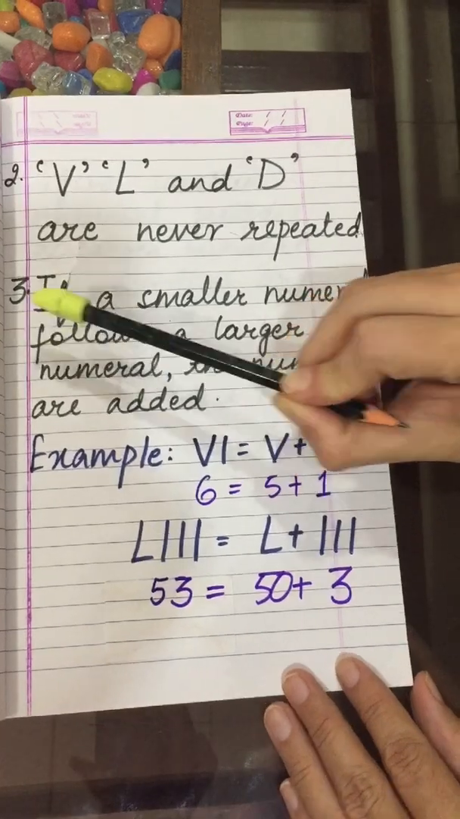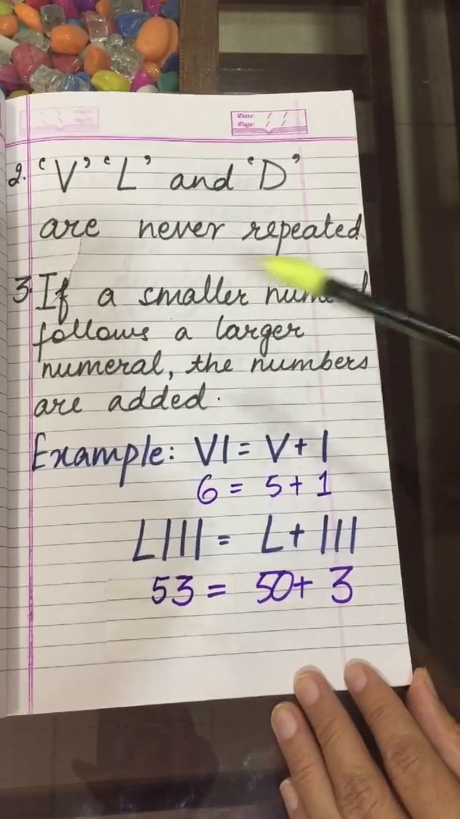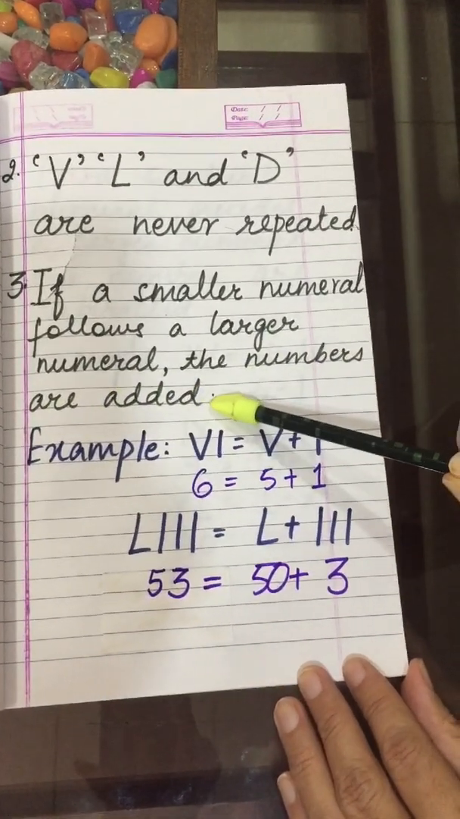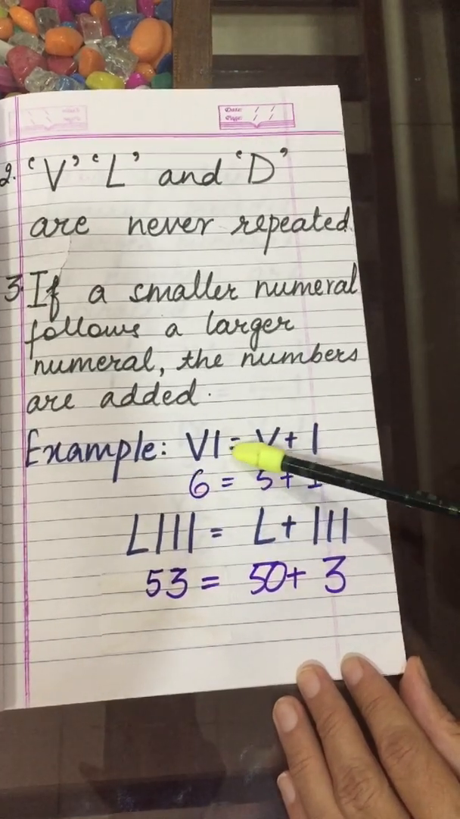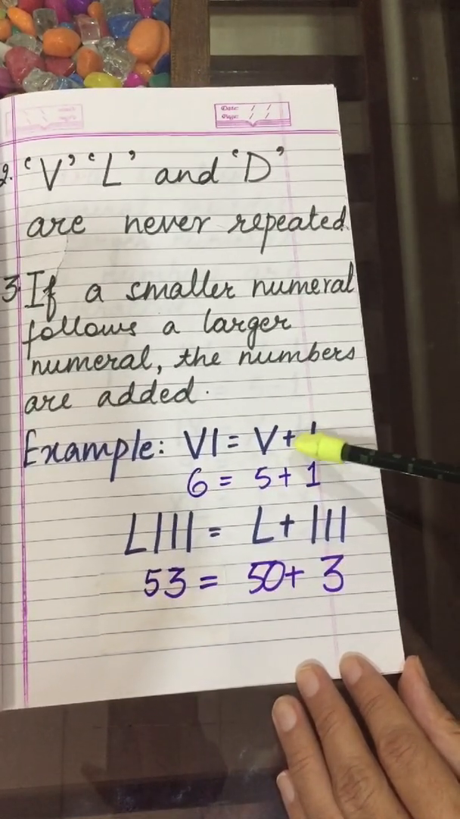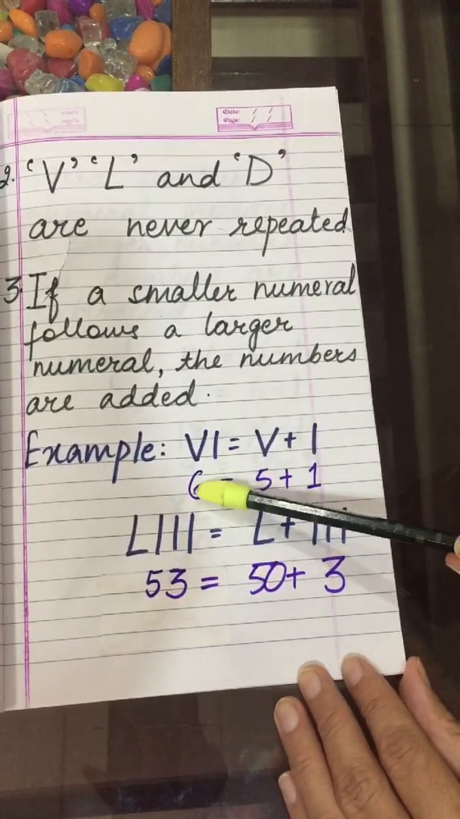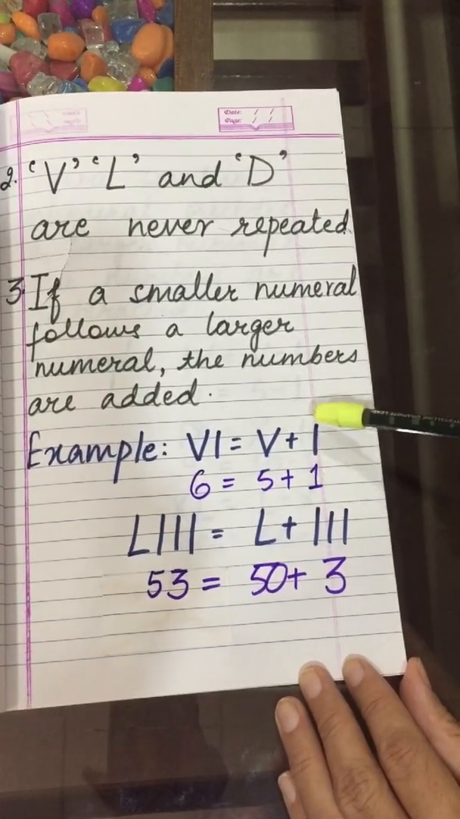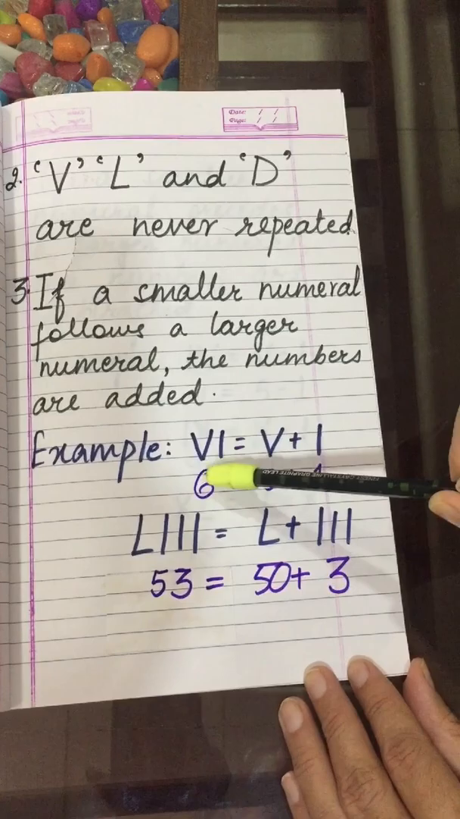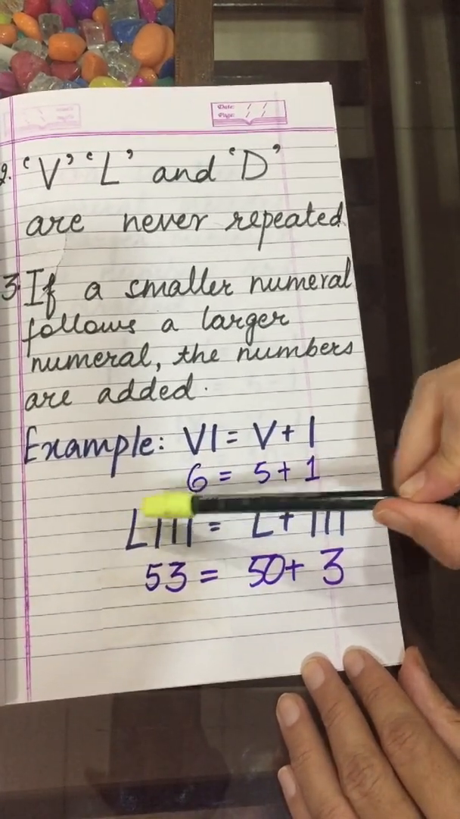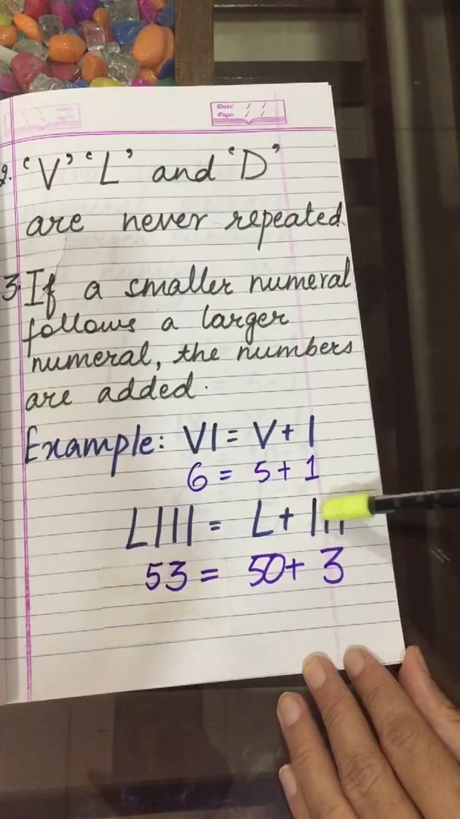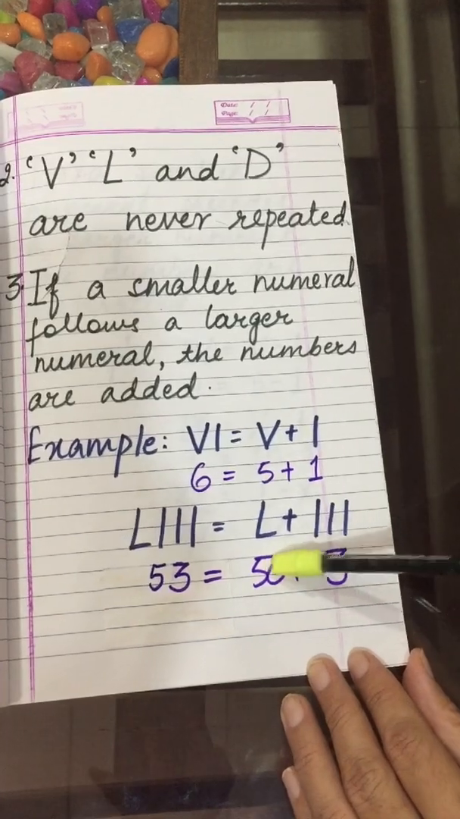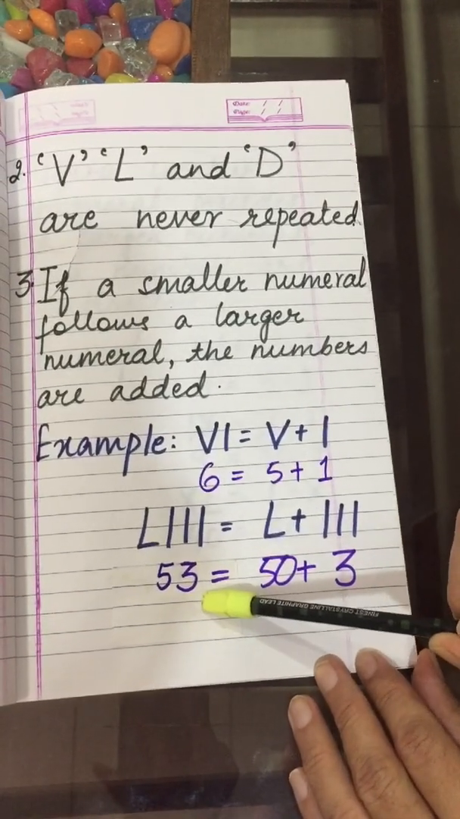Rule number 3. If a smaller numeral follows a larger numeral, the numbers are added. For example, VI, V plus I. Here it's an addition. VI is 6, that means V is 5, I is 1. So that means 5 plus 1 is 6. Similarly, L plus 3 I's. L means 50 and III means 3. So 50 plus 3 becomes 53.